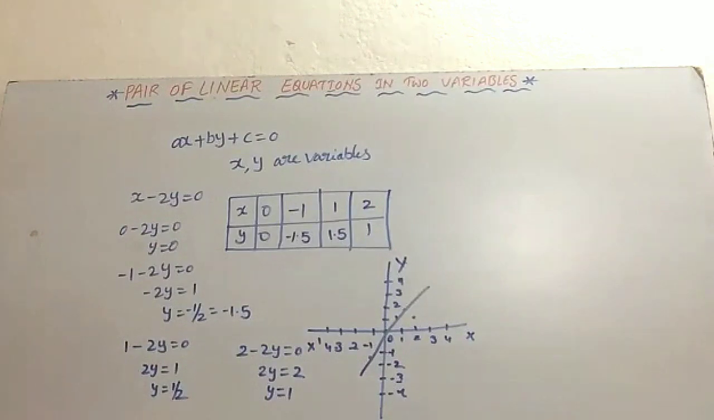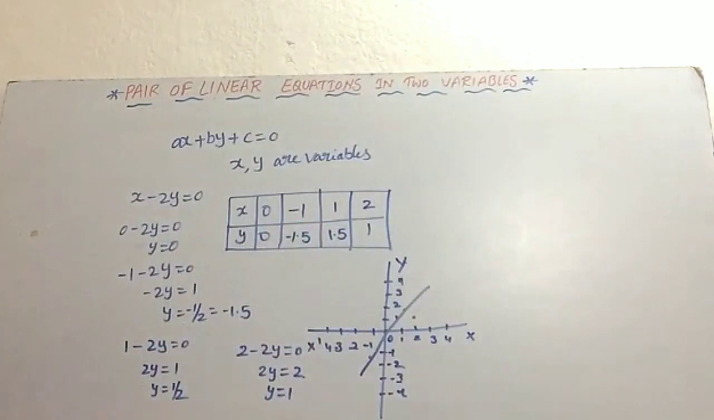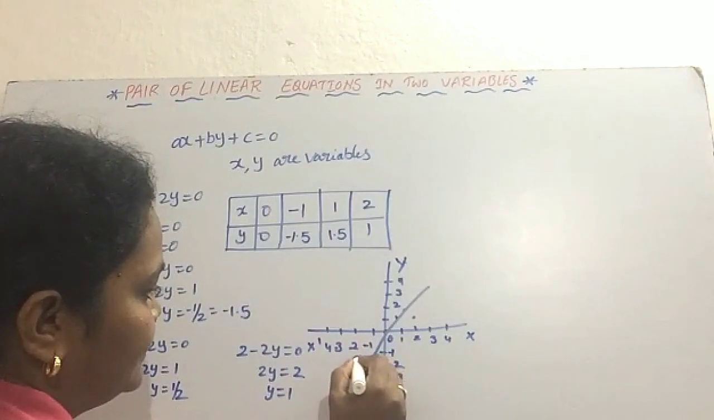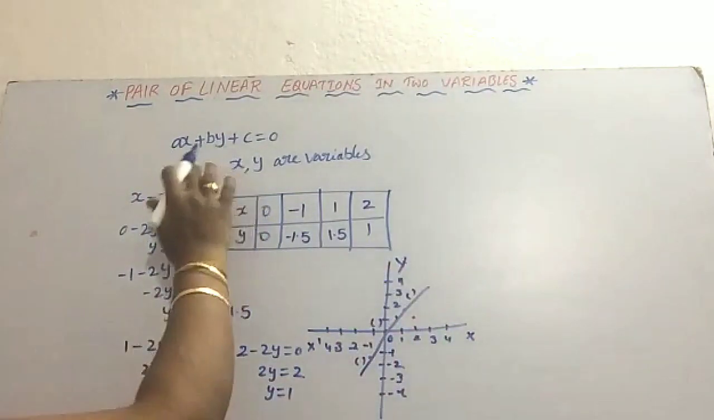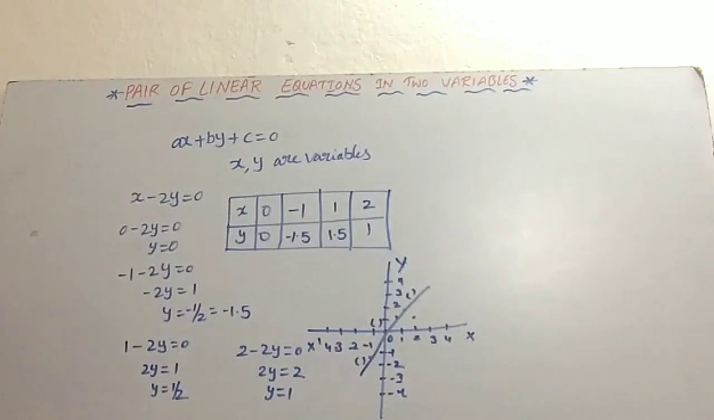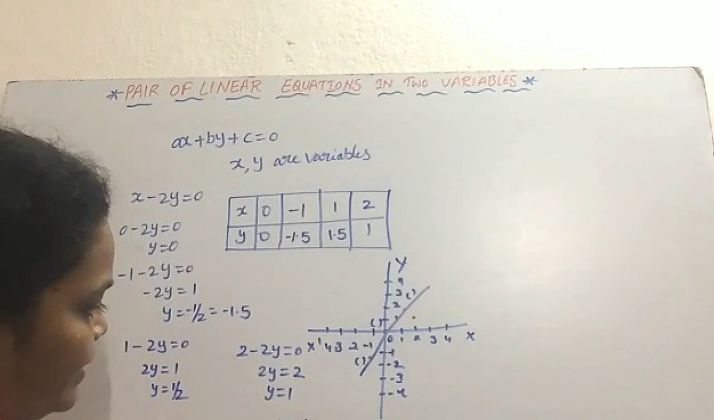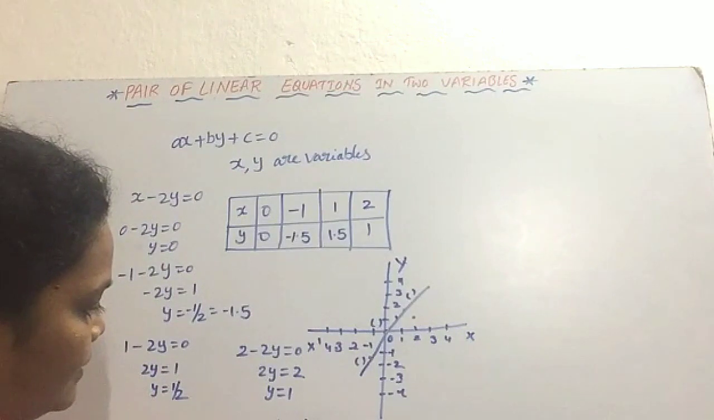So observe that in one equation it takes a straight line. Each point in this line satisfies the equation x minus 2y = 0. So every point in this line is a solution of this equation. Every point in a straight line satisfies the equation.